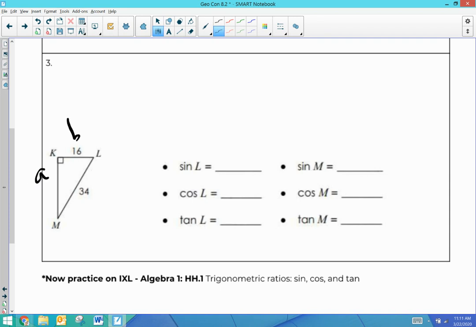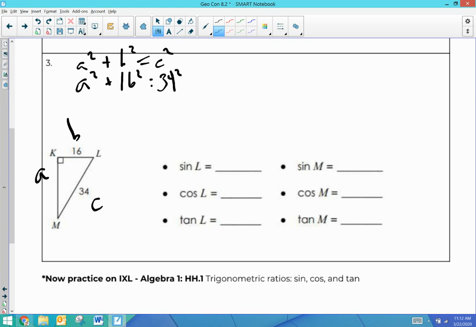A, B, C. So my Pythagorean theorem tells me a squared plus b squared equals c squared. I don't know what A is. I know what B is. And I know what C is.